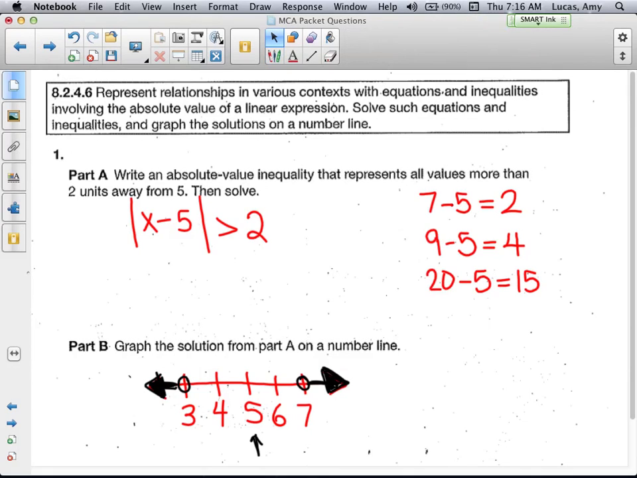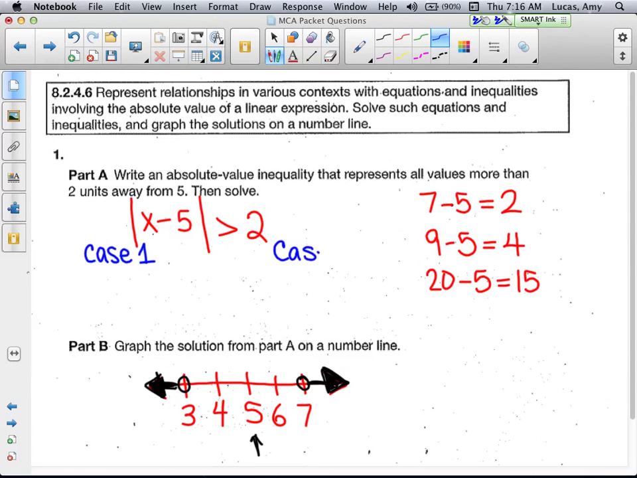Now, I'm going to go back to my inequality that I wrote, and I am going to solve case 1 and case 2 to make sure that I'm correct. Case 1, remember, is simply, without the absolute value bars, the same as what you're seeing. X minus 5 is greater than 2. So if I add 5 on both sides, I get x is greater than 7. Perfect. That matches the ray on the right-hand side.